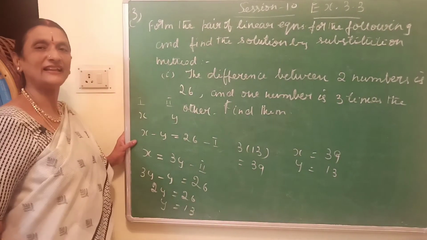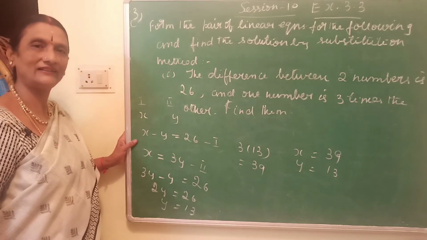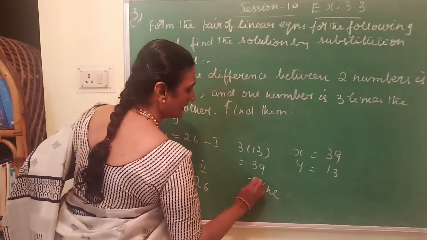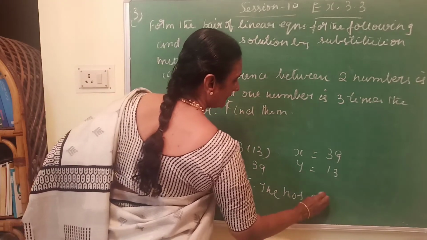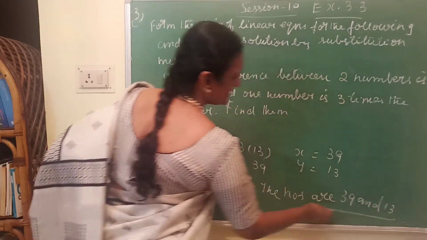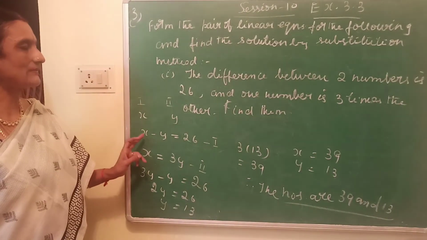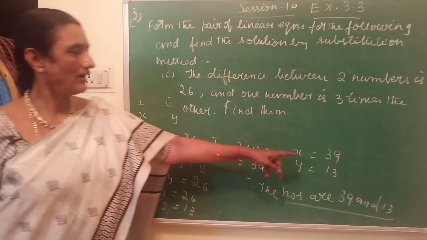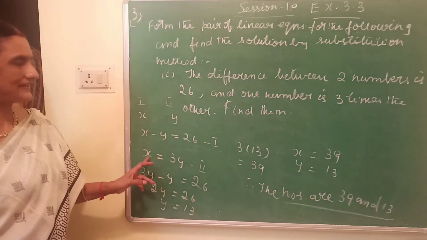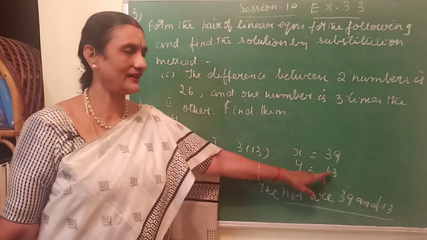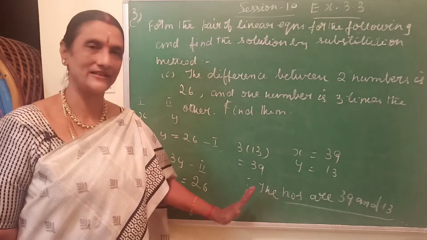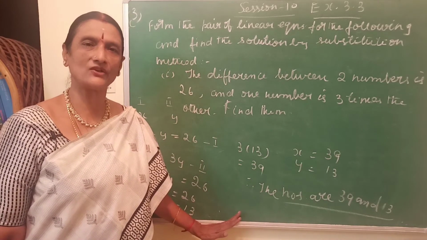You cannot leave the answer as x and y. You should write the statement. That's very important. Therefore, you should write the numbers are 39 and 13. So, what is the sum? The sum tells you x minus y is equal to 26. 39 minus 13 gives you 26. And then obviously x is 3 times y, so x is 3 times 13, which is equal to 39. That's how you have to end the sum. Is that clear to you? Shall we proceed to the second situation?